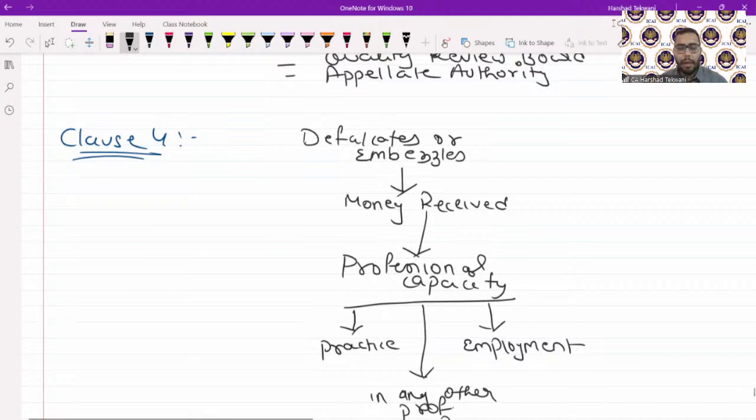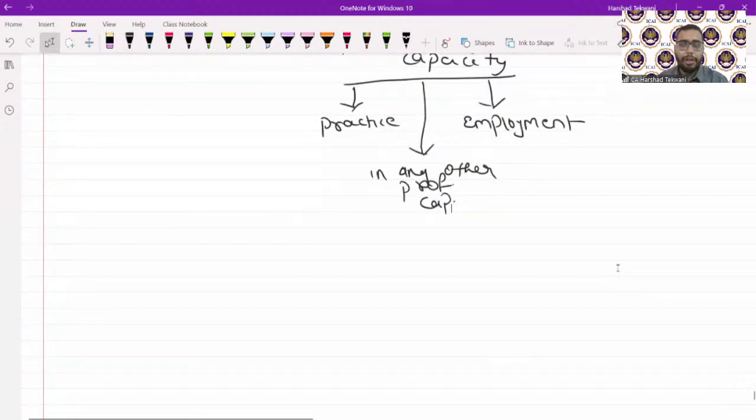So guys, moving to the next clause for today. Now I'm going to take part 3. This was part 2, which was applicable to members in general, professional misconduct for members in general. Now I'm going to take part 3.